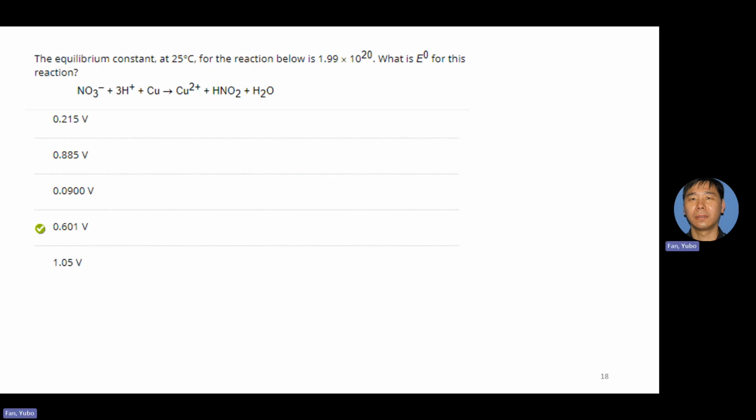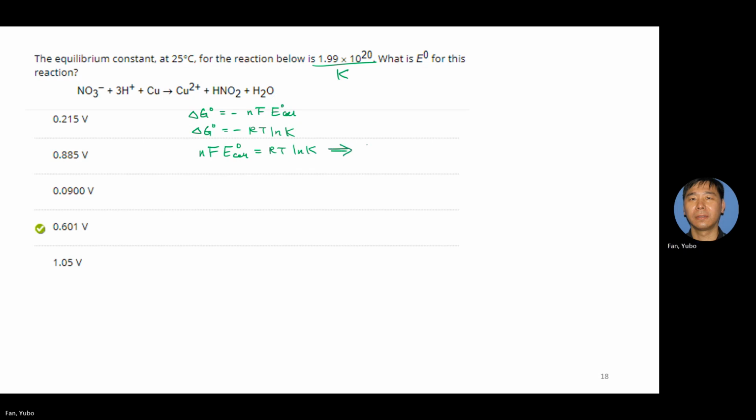Next question. The equilibrium constant at 25 degrees for the reaction below is K. What is the E0 for this reaction? All right, so we just need to get the equilibrium constant. So we cannot calculate directly, but we have two equations related to free energy. One is delta G0 equal to minus nF E cell standard. The other is delta G0 equal to minus RT log K. So the delta G are equal. We put them together, negative, negative, we cancel out. We have nF E cell equals RT log K.